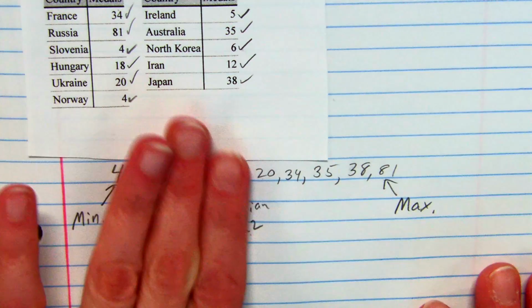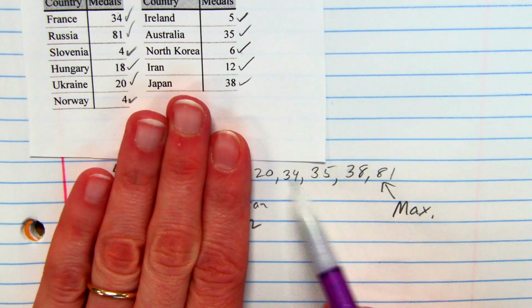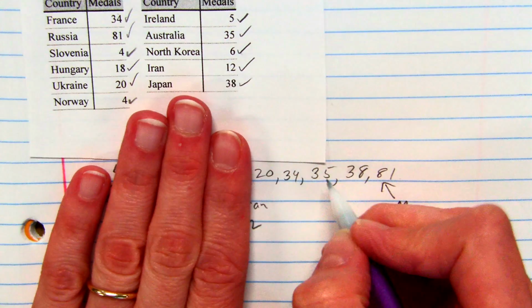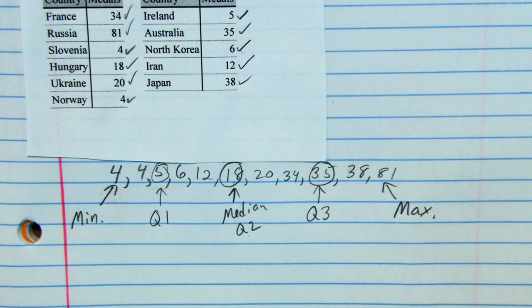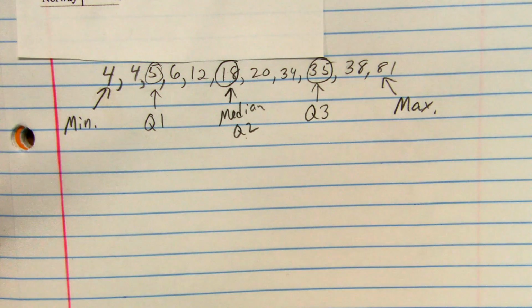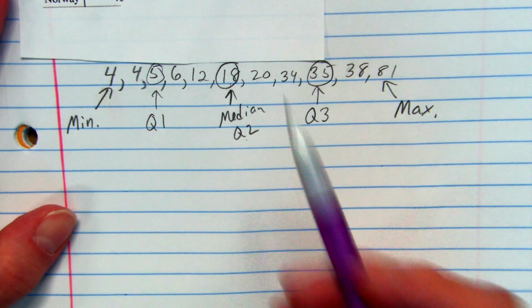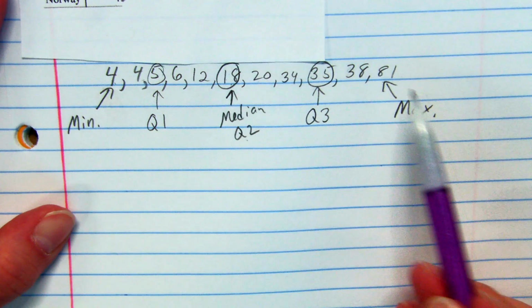And then we do the same thing on this side. We're going to cover up the 18. What's the middle number over here? 35. So that's going to be our third quartile. And so this is going to give us all of our pieces that we need for the box and whisker plot. Now, the interesting thing is I have to go from 4 all the way to 81.